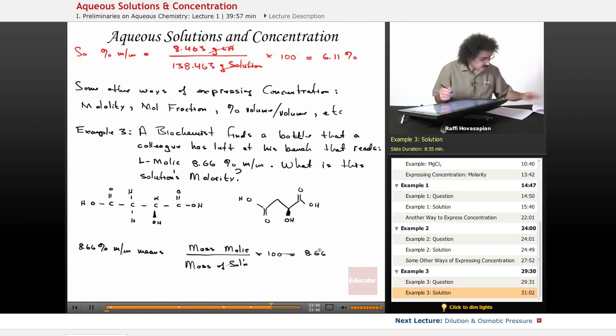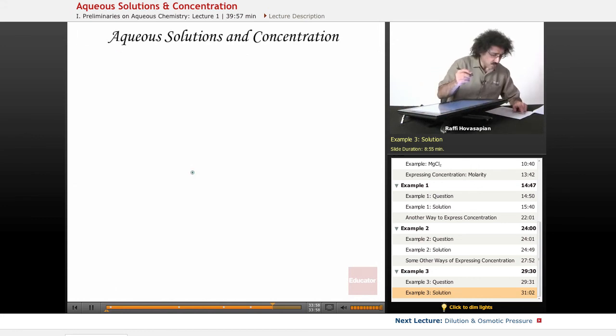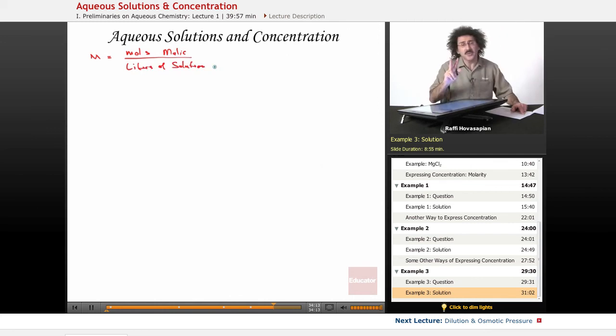Okay, so now let's ask ourselves what it is that we want. Let me do this in red. We want molarity. It's really, really important that you know what it is that you want. So I want molarity. Molarity means I want the moles of malic acid over the total liters of solution. Liters of solution. I need those two numbers. I need this and I need this.